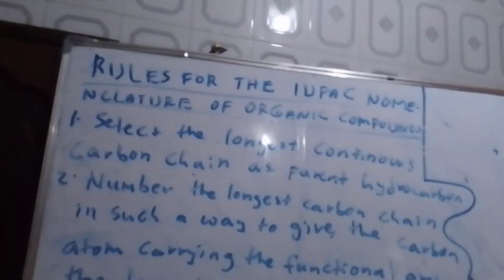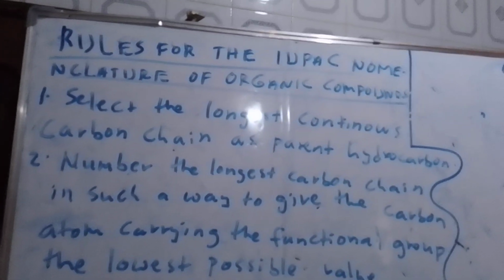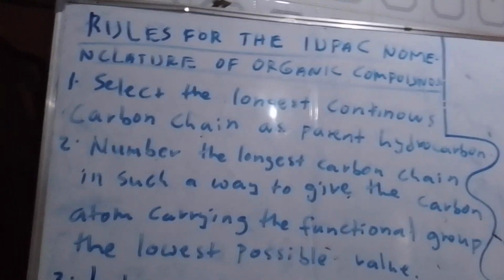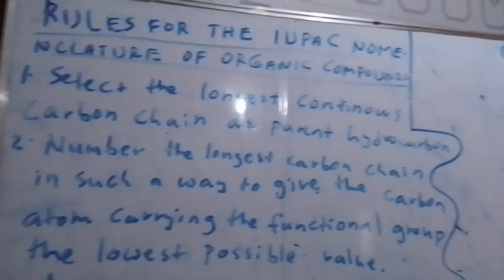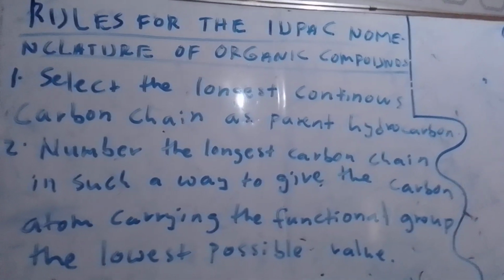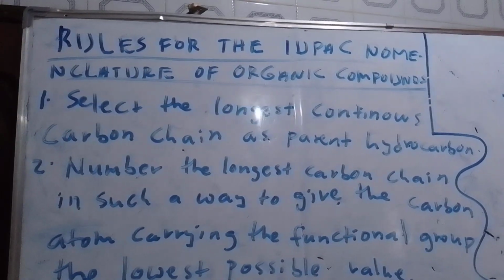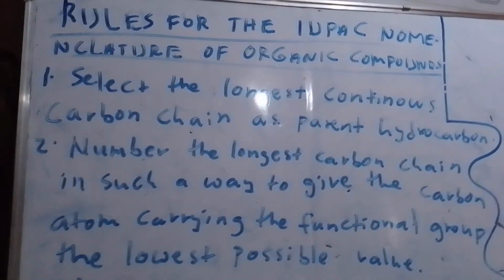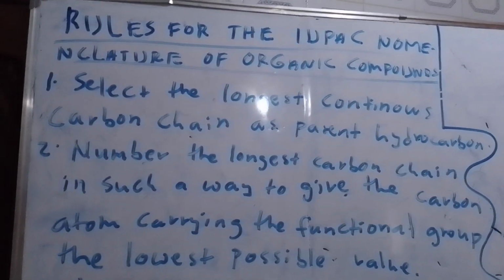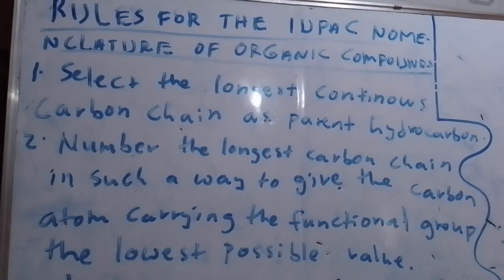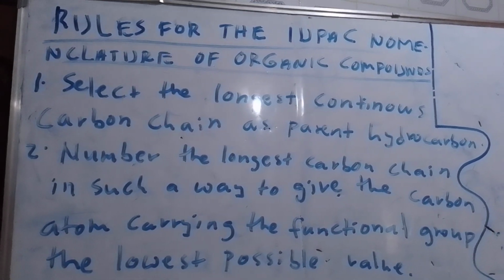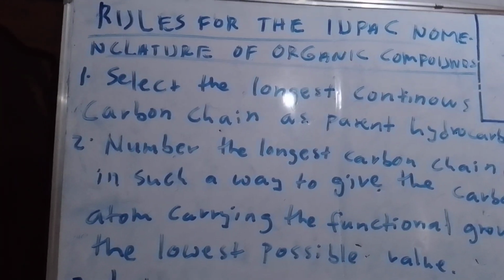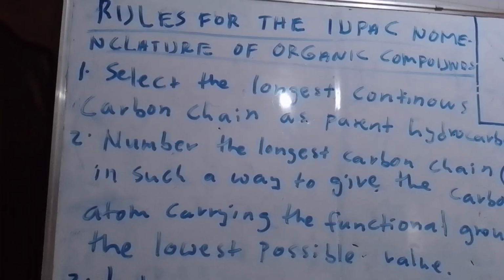At this point, we'll be looking at the rules for the IUPAC nomenclature of organic compounds. What do we mean by IUPAC? Recall, IUPAC simply means the International Union of Pure and Applied Chemistry. Now, one thing I want you to know is that before you can actually name an organic compound, your naming of organic compounds has to follow the rules of IUPAC. It's a body that oversees the naming of organic compounds.